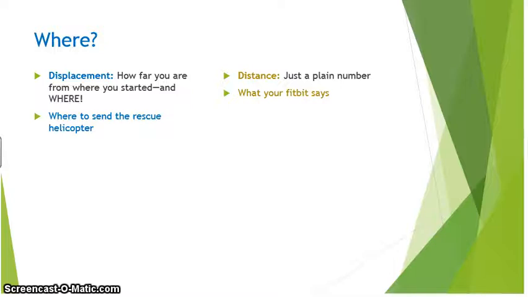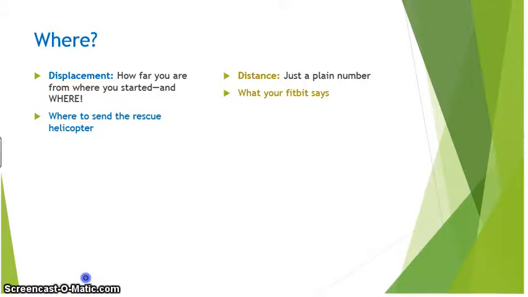So let's say you go for a run. You run half a mile north and you run another half a mile north. What's your displacement? 1 mile north. How far away are you from where you started? 1 mile north. What distance have you run? 1 mile. Easy. If you start making turns, that's when it starts getting interesting.